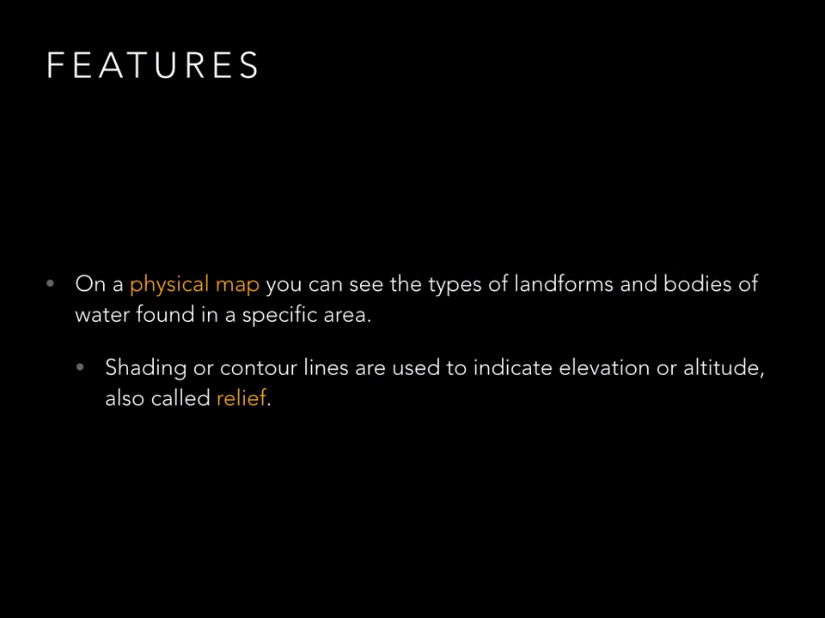Physical maps. Features. On a physical map, you can see the types of landforms and the bodies of water that are found in a specific area. Shading or contour lines, these will indicate elevation or altitude, how high up something is. If the elevation is quite high, you'll usually find that shaded in a darker color, usually a dark brown. This change in elevation or altitude is often called relief.